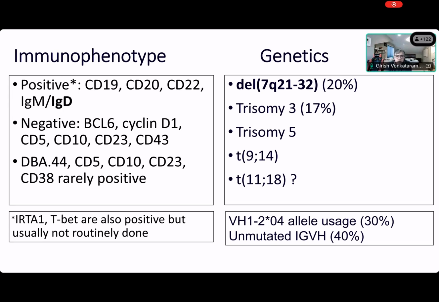So CD20 is the main take-home point. CD5 and CD10, people will do diligently to exclude CLL and mantle and follicular, but honestly, I won't do it if I'm certain of the clinical context. Cyclin D1, people will diligently do it, and I don't typically do cyclin D1 in patients who don't have a known diagnosis of mantle cell lymphoma, right?